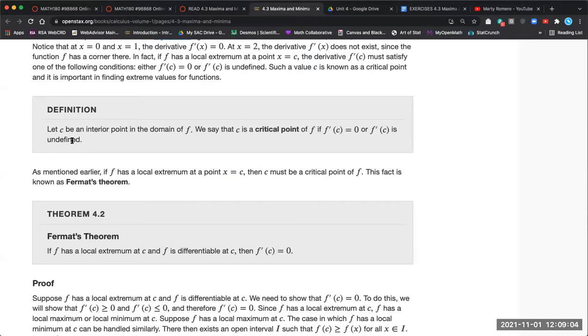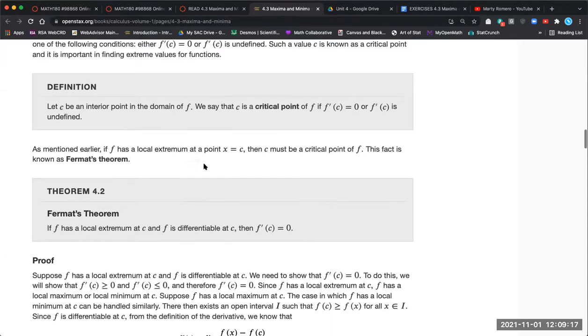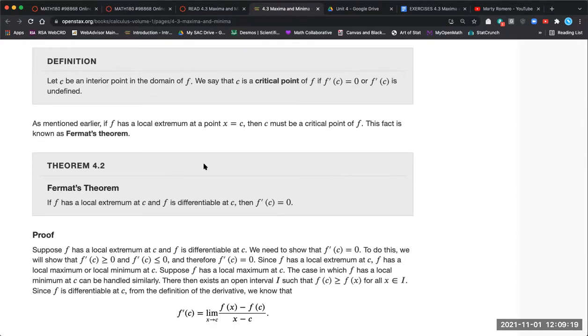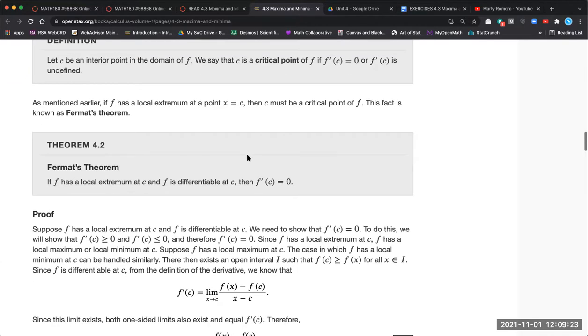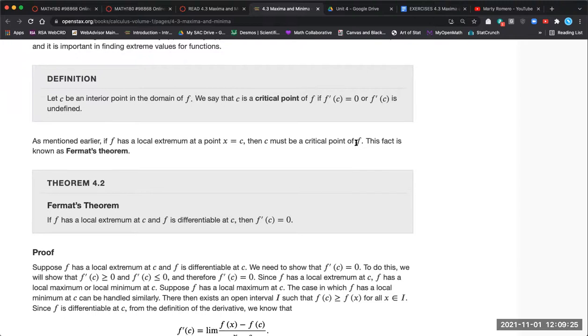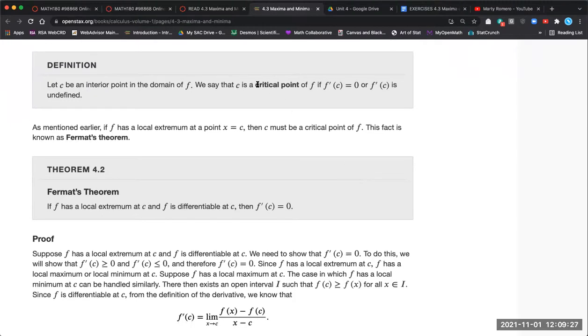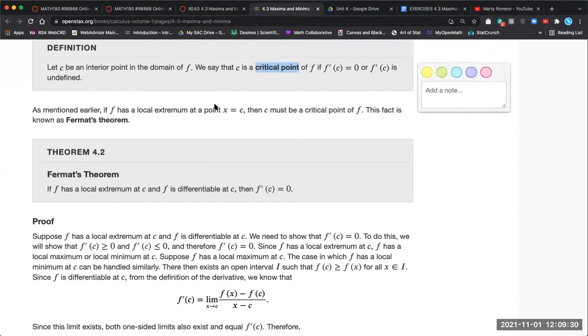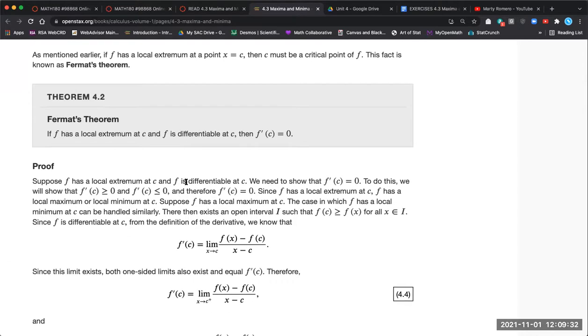And so we're going to be using this language in this section and continuing on. If C is some point inside of the domain, we say that C is a critical point if f prime of C, the derivative at that point, equals 0, or it's undefined. So if the rate of change is 0 or the derivative is undefined, we have a critical point, and that will lead to what we're going to discuss.